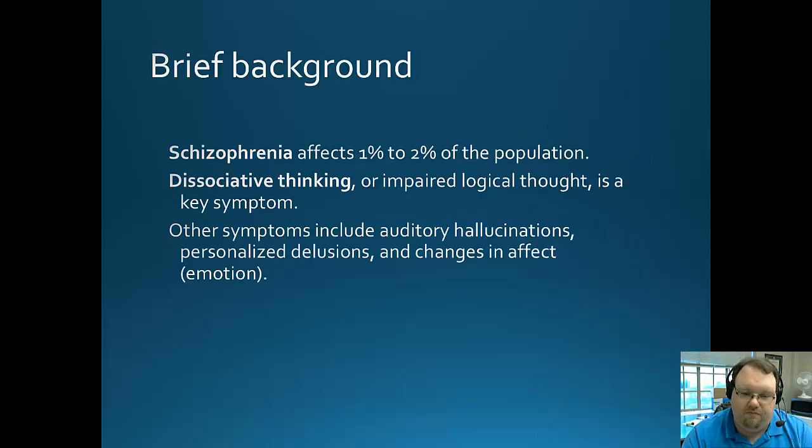So, just to give you a very brief background on schizophrenia. I know you guys know it pretty well, but schizophrenia affects about 1 to 2% of the population, and the hallucinations and delusions are probably the symptoms that are best known or most associated with schizophrenia. But there are other notable symptoms. One of these is dissociative thinking. So this is a condition seen in schizophrenia that is characterized by disturbances of thought and difficulty relating events properly.